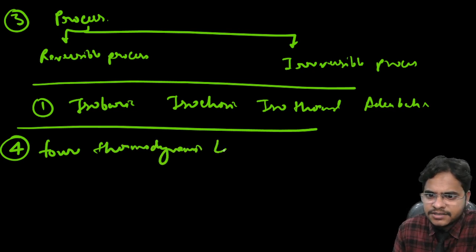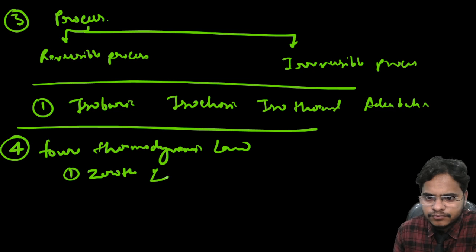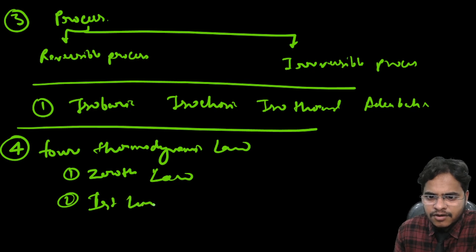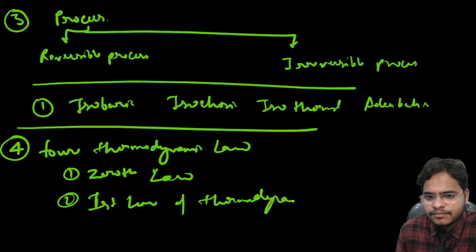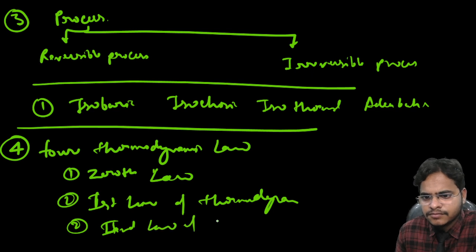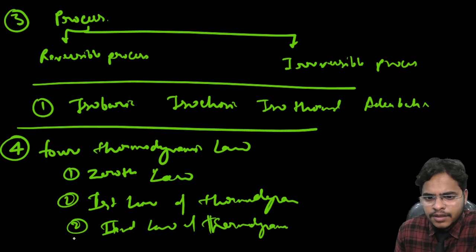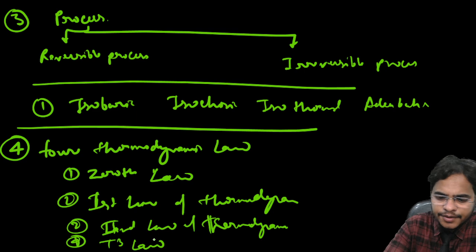Four thermodynamics laws. First one is the zeroth law. Second is the first law of thermodynamics. Third is the second law of thermodynamics. And the fourth one is the T cube law. Okay.